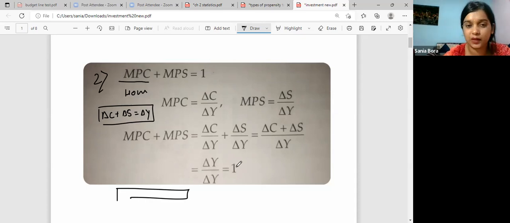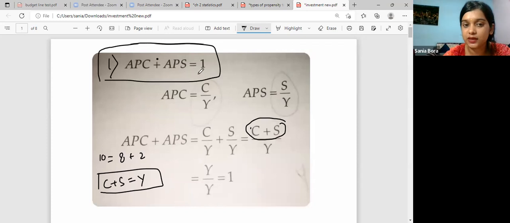Clear? Okay. So you will write it like this: first write the formula and then write how you get it, and after that, in brackets, write the explanation.